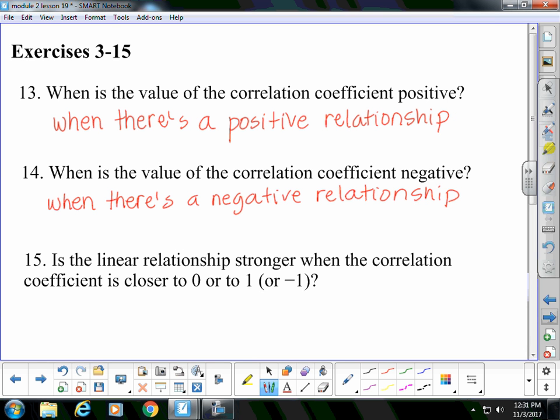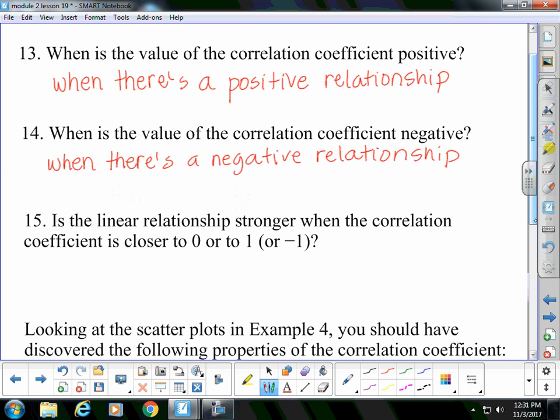Is the linear relationship stronger when the correlation coefficient is closer to 0 or to 1? It would be stronger when it's closer to 1. Closer to 1 or negative 1, depending on if it's a strong positive or a strong negative.